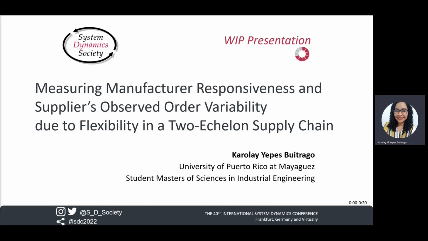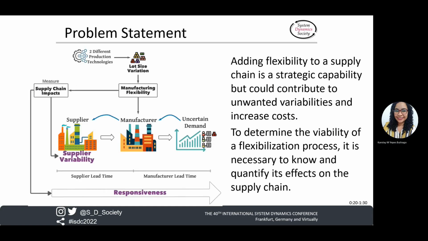This is my thesis work measuring manufacturers' responsiveness and suppliers' observed order variability due to flexibility in a two-echelon supply chain. As we know, flexibility is a strategic capability that allows supply chains to adapt to market needs. However, adding flexibility could also add unwanted variabilities and increase cost.